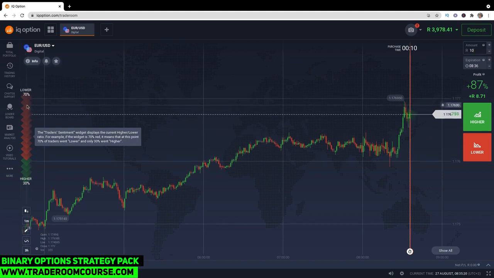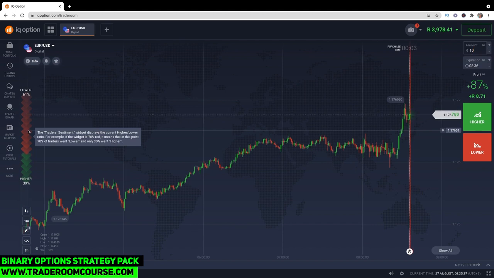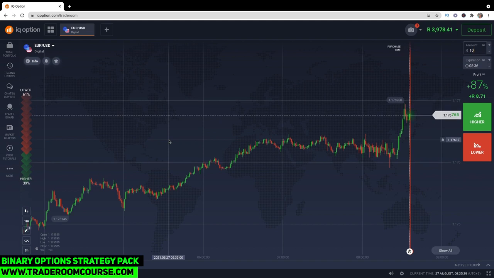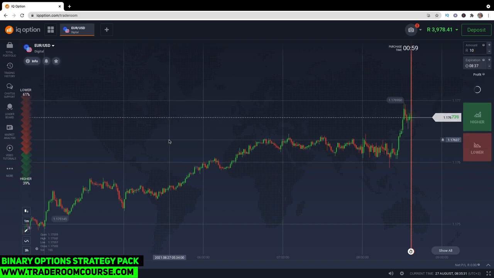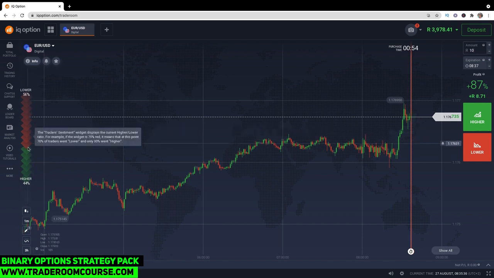What this does is it entices a lot of people to go according to what the masses are trading. This is the complete wrong way to trade. The only way to really trade is by using either fundamental or technical analysis and price action trading. You do not want to go off of what everybody else is doing.